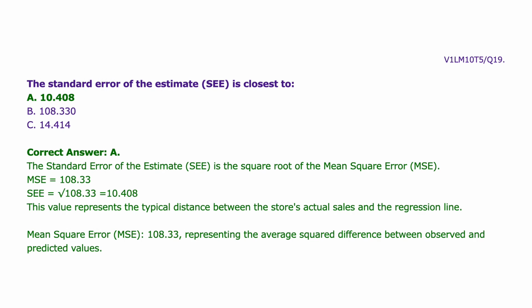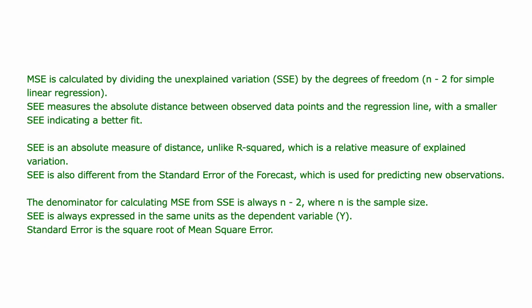The standard error of the estimate, C, is 10.408, derived from the mean square error, MSE, of 108.33. Mean square error, MSE, is calculated by dividing unexplained variation, SSE, by degrees of freedom, n-2. Standard error is the square root of MSE.